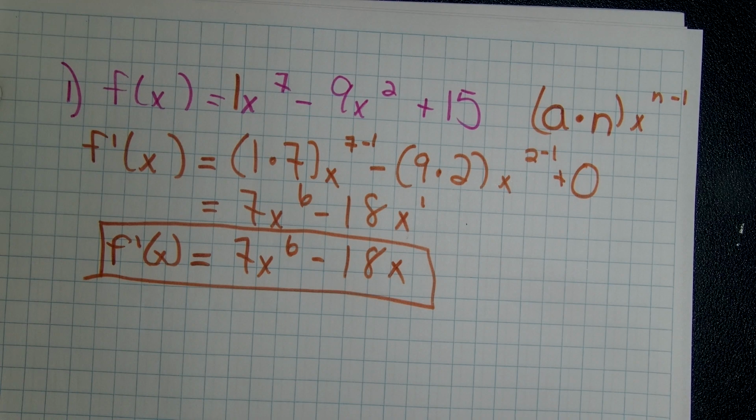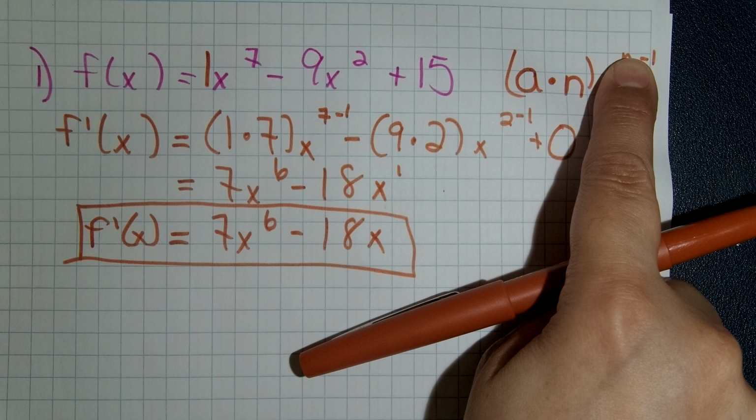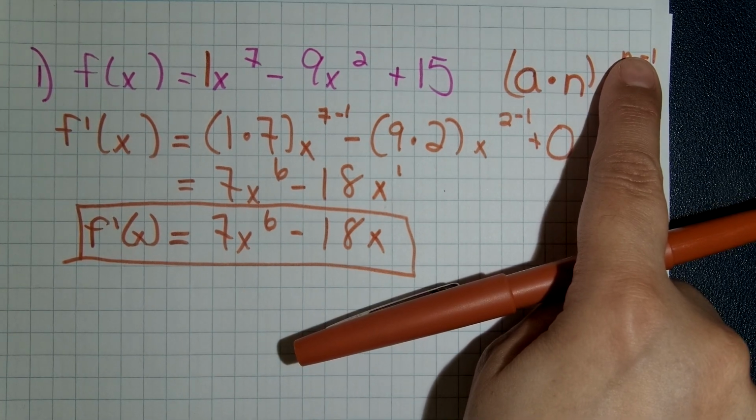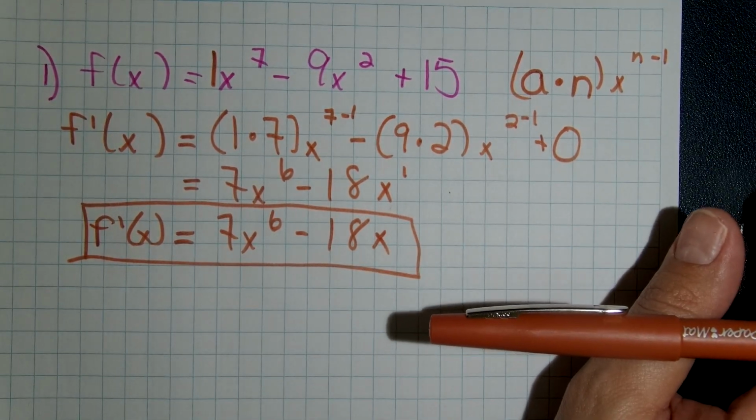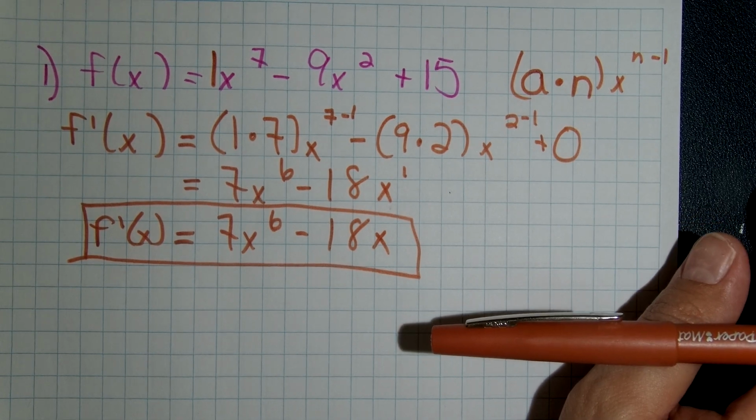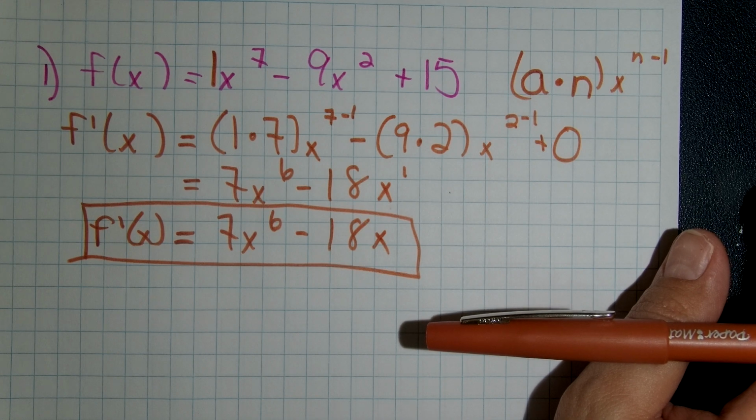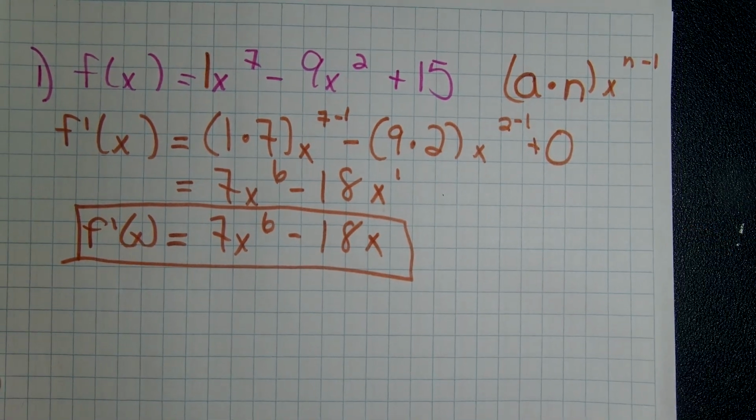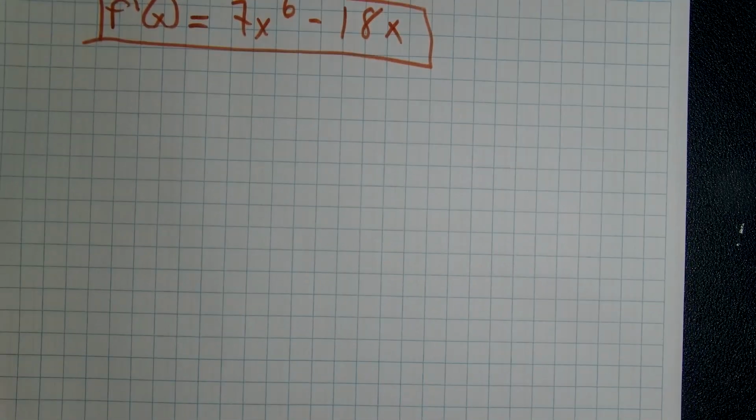Why did I do 7 minus 1? What does the rule tell me to do? Subtract. Subtract 1 from the exponent. Okay? It's always like that. You always multiply and subtract 1. Multiply and subtract 1. Always. It doesn't matter how many terms we have. Right now, all we're doing is multiplying and subtracting 1. Okay? Good? I'm going to skip number 2 and I'm going to go to number 3.